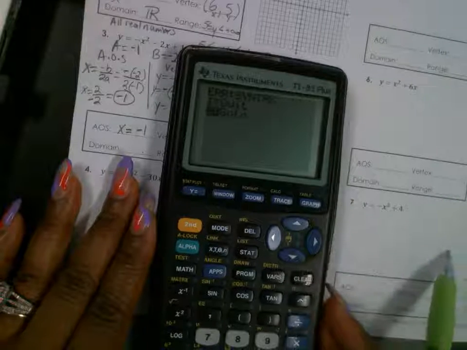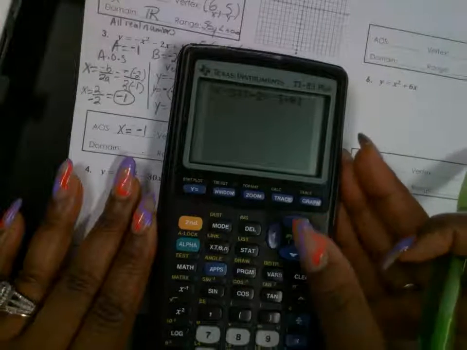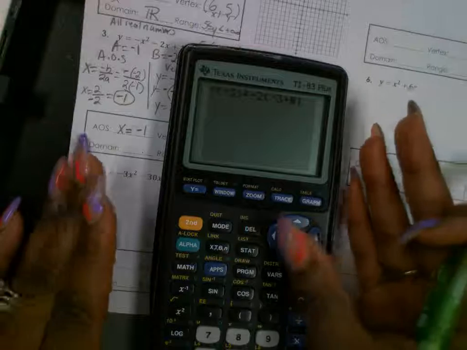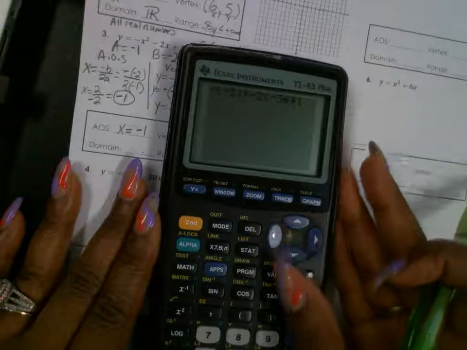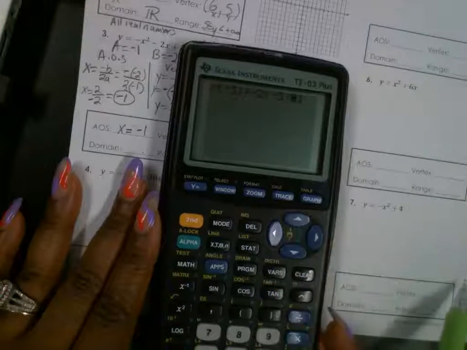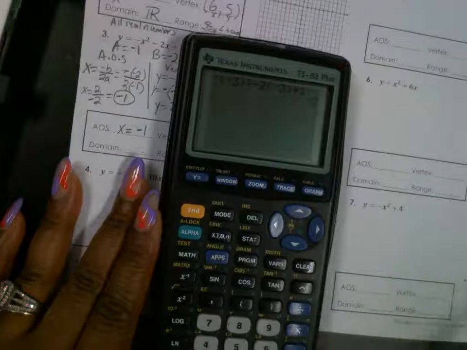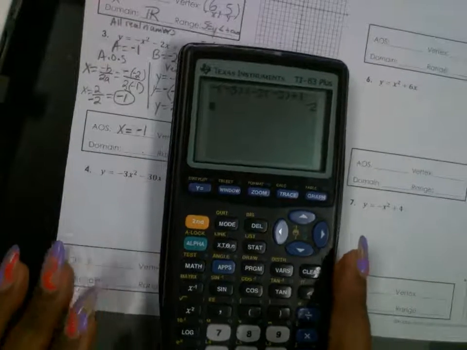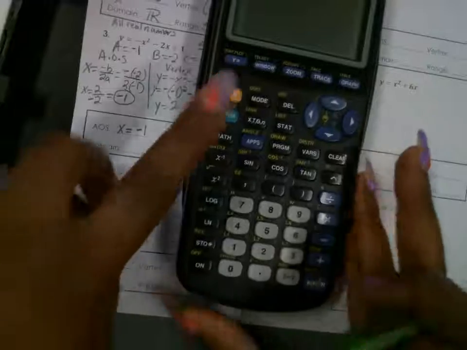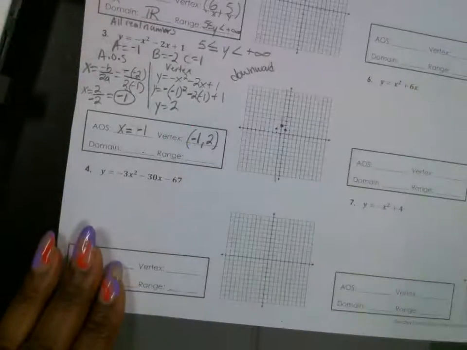See again, I didn't type it over again. I'm just going to go back and fix what I did and then press enter. And it's -2. So you don't have to type everything over again. You can press second entry and that'll take you back to the previous one. All right, so this is going to be -2.